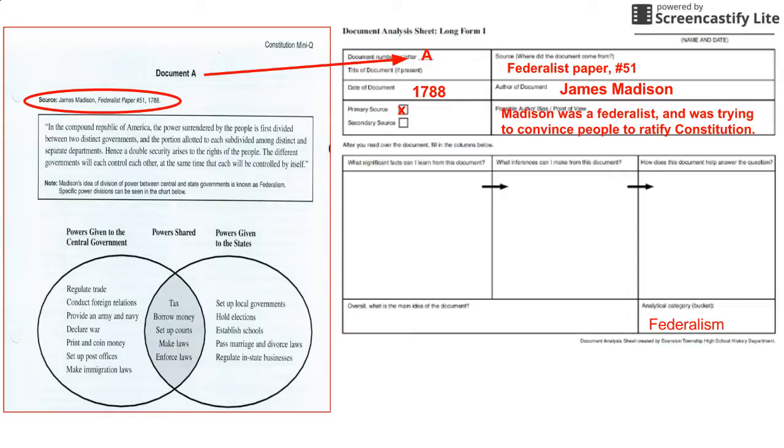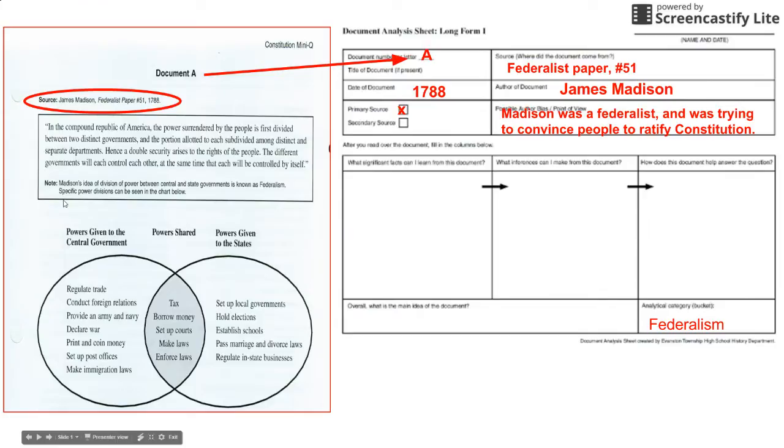All right, so now we're going to go ahead and look at our document. So we'll read this part here first. In the compound Republic of America, the power surrendered by the people is first divided between two distinct governments, and the portion allotted to each subdivided among distinct and separate departments. Hence, a double security arises to the rights of the people. The different governments will each control each other at the same time that each will be controlled by itself.